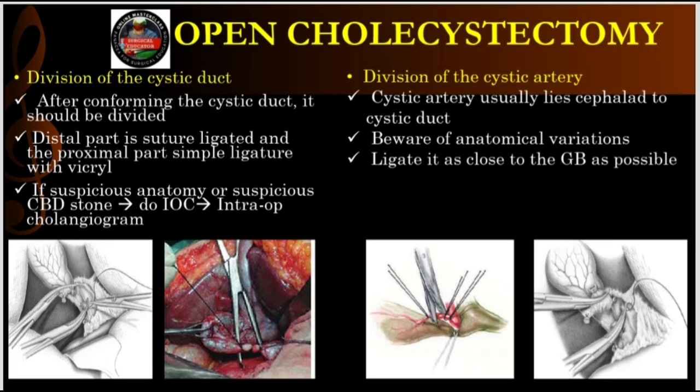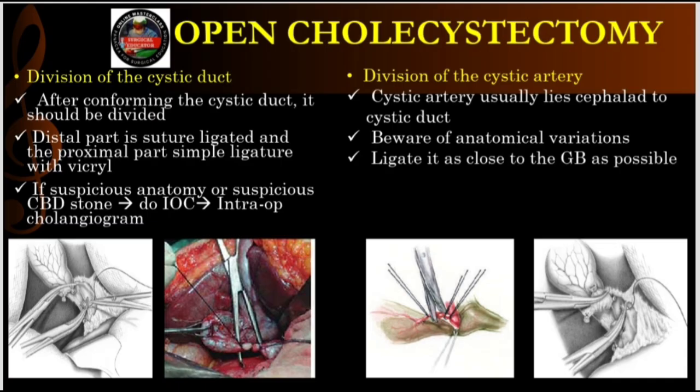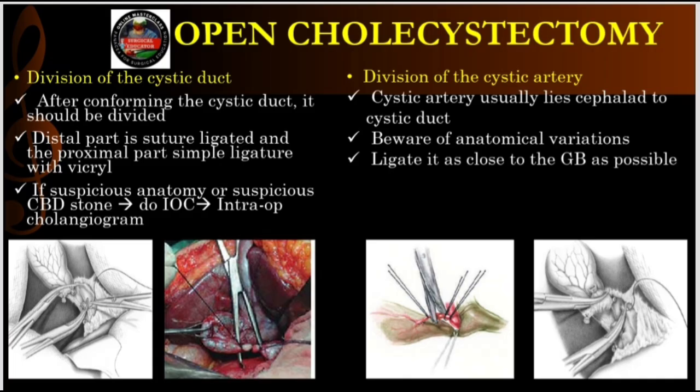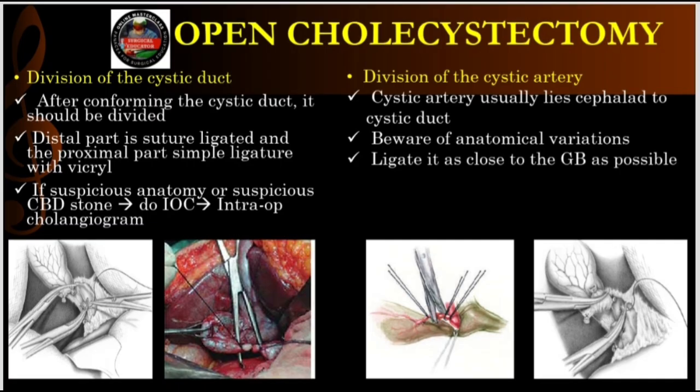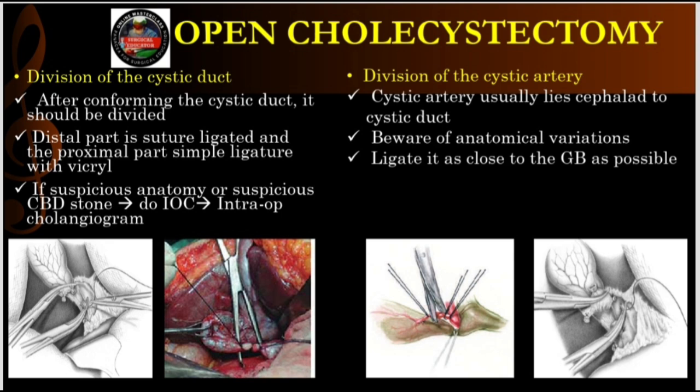Then, the division of the cystic artery. It usually lies cephalad to the cystic duct, beware of variations, and ligate it as close to the gallbladder as possible. All right, let's unpack the physics and the logic dictated on this slide. Starting with the cystic duct. The duct is the plumbing pipe. When we divide it, we create two ends. The proximal part is the side still attached to the gallbladder we are removing. The distal part is the stump that stays inside the patient, remaining connected to the main biliary tree.